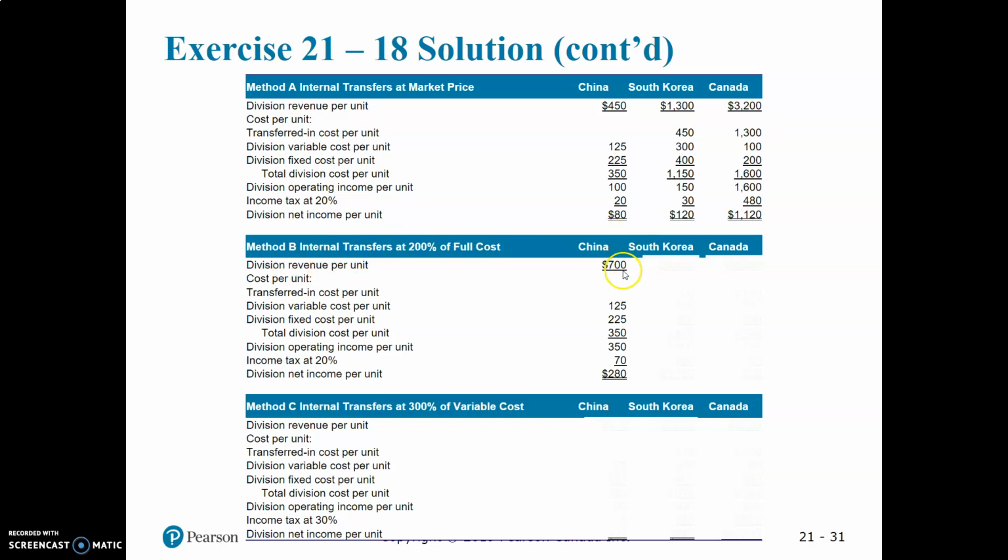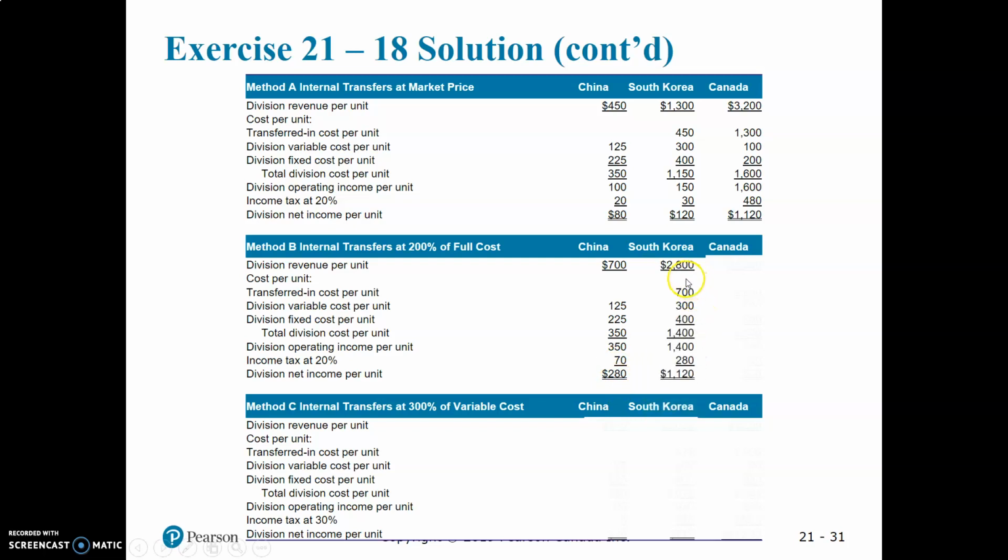For method B, internal transfers at 200% of full cost, if you recall from the previous slide, we know that for China, the revenues are $700 per unit and zero transfer in cost, variable cost of $125 and $225 for the fixed cost, hence the total division cost is $350. So the division operating income is 700 minus the 350 total cost, resulting in the operating income of $350. And with the tax rate of 20%, we have to take off $70 from that number to arrive at $280 of net income per unit.